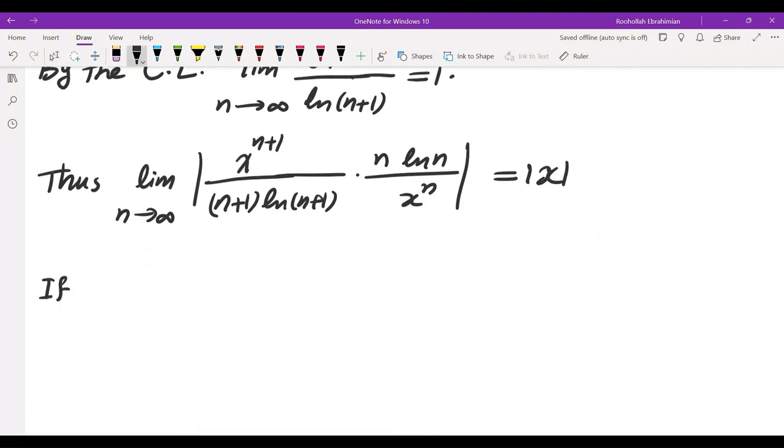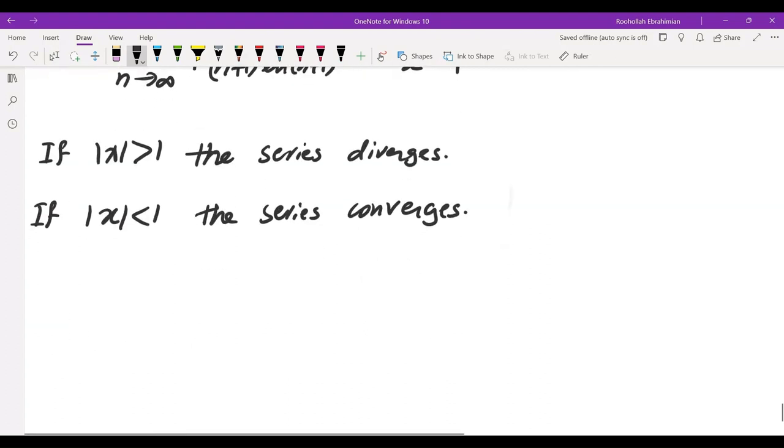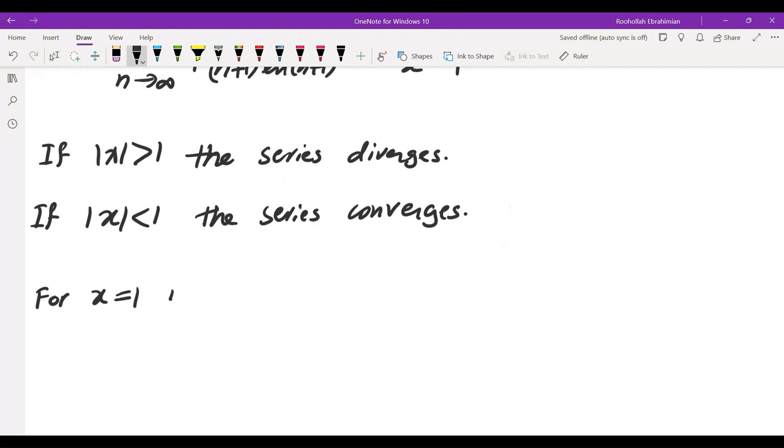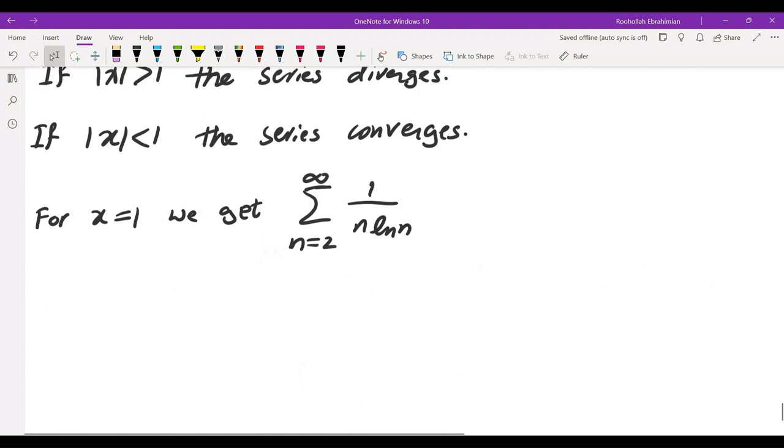Okay, so if absolute value of x is greater than 1, the series diverges. And if absolute value of x is less than 1, and I'm using the ratio test as I mentioned at the beginning, the series converges. Now we will have to see what happens when x is equal to 1. For x equals 1, and also negative 1, we get the sum 1 over n natural log n, n equals 2 to infinity. So 1 over n natural log n actually diverges. And this was an example we did a few videos earlier. This diverges by an example.